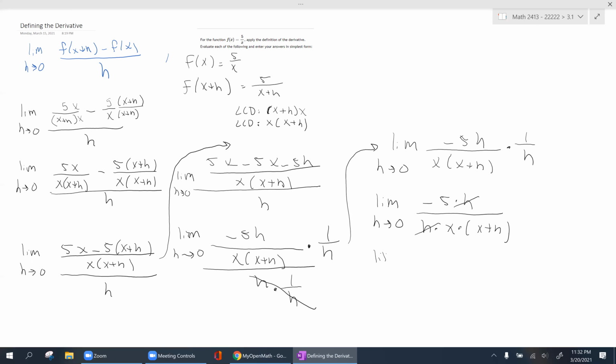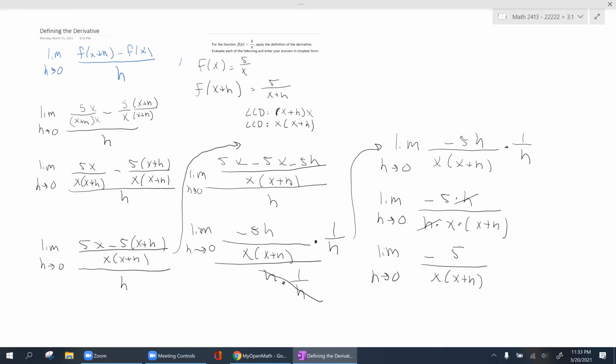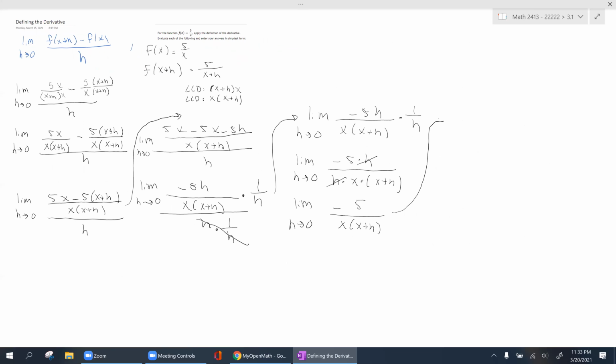So this means I have now the limit as h approaches 0 of negative 5 over x times x plus h. Now that I canceled out, we're going to go ahead and take the limit. So that means wherever I have an h, I'm going to put a 0. So this is negative 5 over x times x plus 0. X plus 0 is just x, times x, which is what? Negative 5 over x squared. Hey, and that's it. This would be my answer.